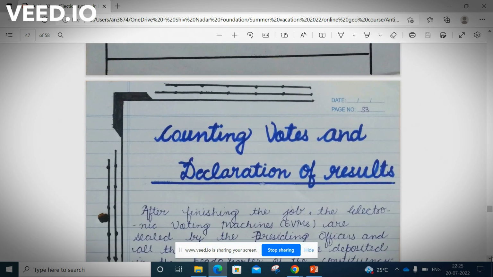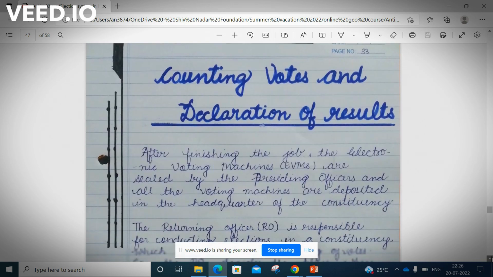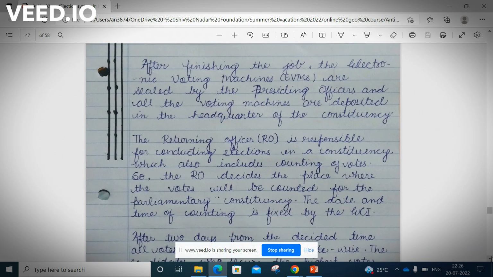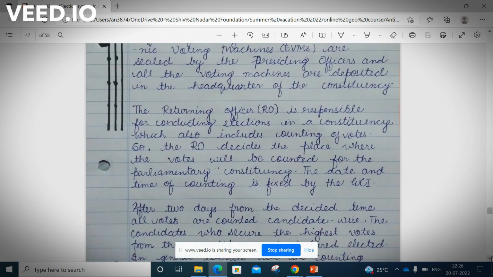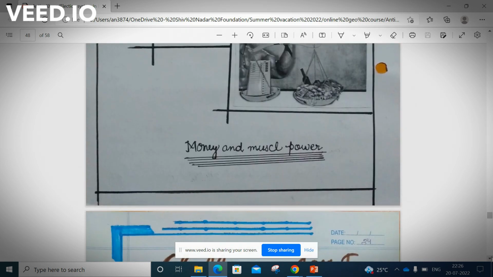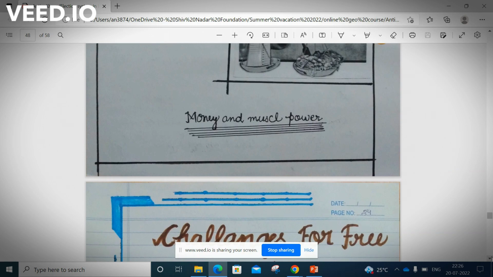Now comes the counting of the vote and declaration of the result. After the finishing of the voting comes the counting of the vote. The RO, that is the returning officer, is responsible for conducting the election in a constituency, which also includes counting of the vote. The RO decides the place where votes will be counted for the parliament. Many schools or offices are selected.